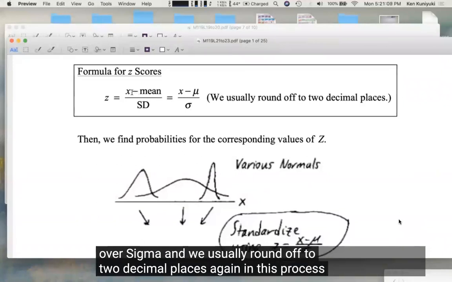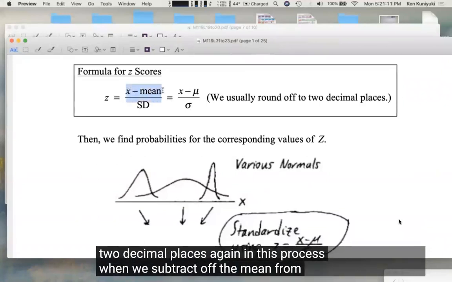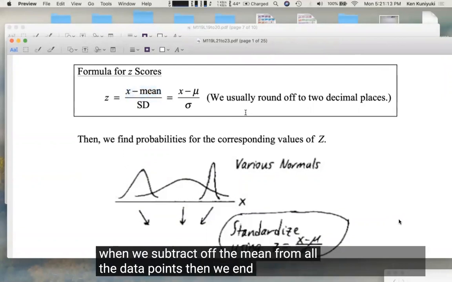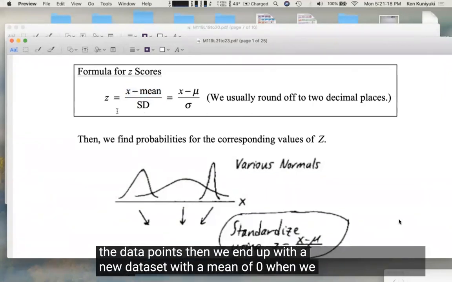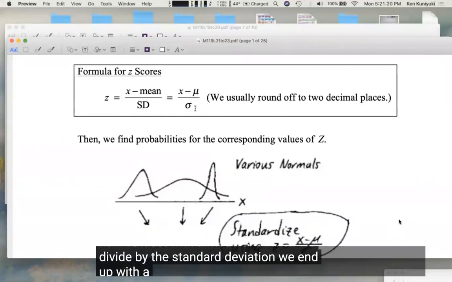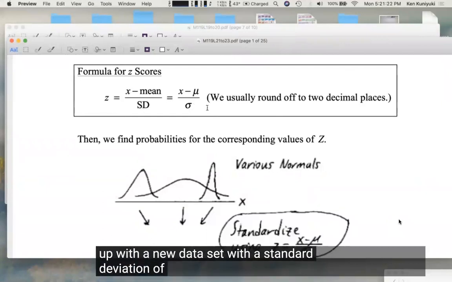Again, in this process, when we subtract off the mean from all the data points, we end up with a new data set with a mean of 0. When we divide by the standard deviation, we end up with a new data set with a standard deviation of 1. That's what we did early on in the semester.